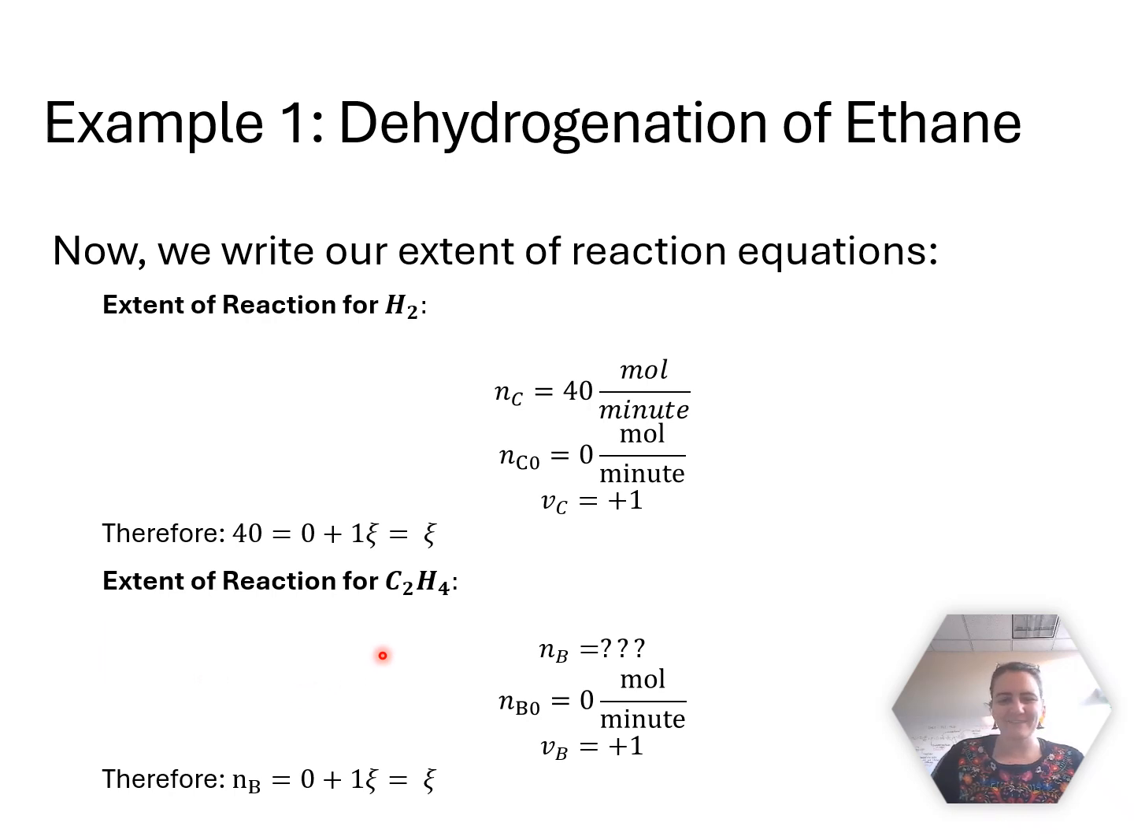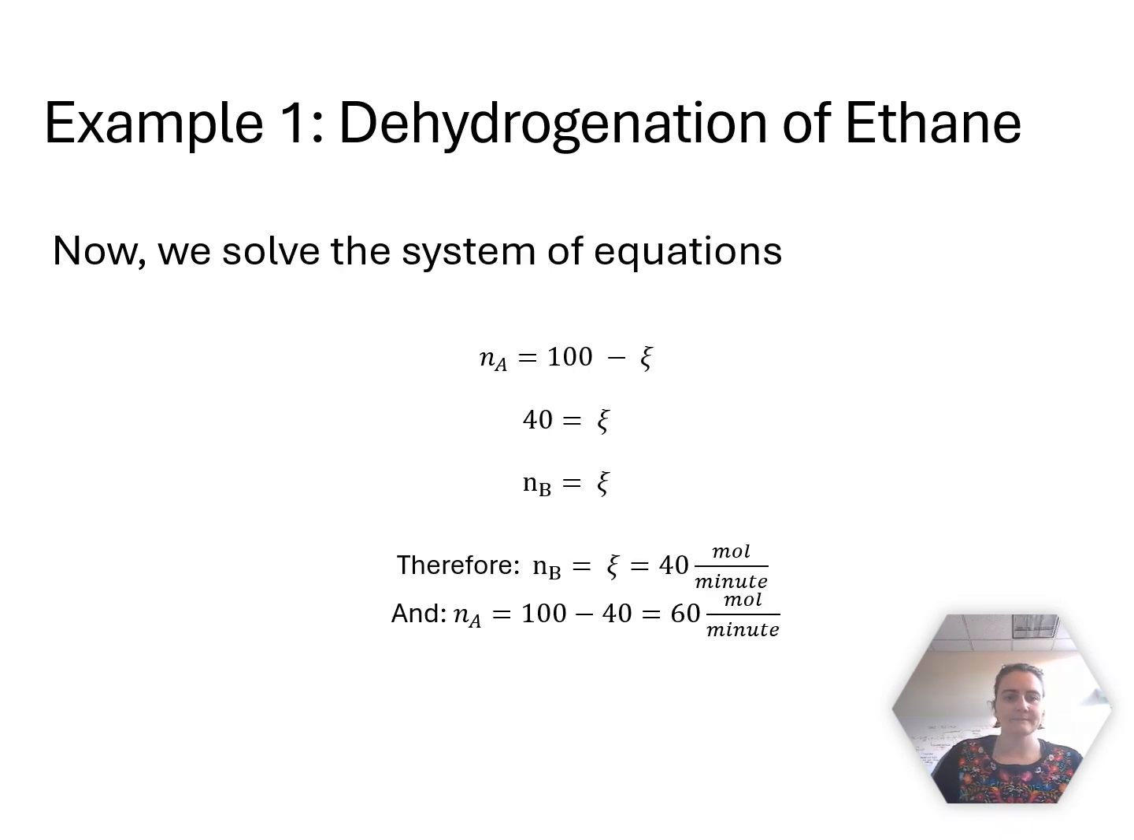So let's keep going and let's find the extent of reaction for C2H4. Okay, we don't know what N sub B is at some time. We know initially it's 0. So then we go down here and we find our coefficient. It's positive 1 again, positive because it's being generated. So the equation here is that N sub B equals 0 plus 1 times the extent of reaction, so N sub B equals the extent of reaction. So let's put that all together on the last slide.